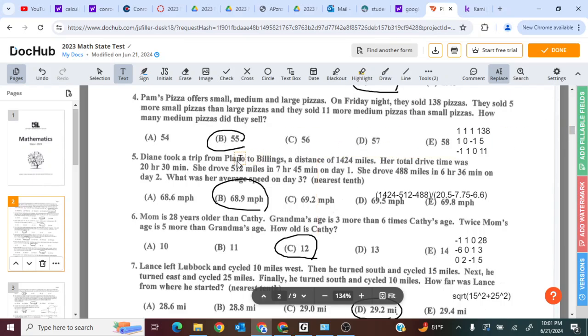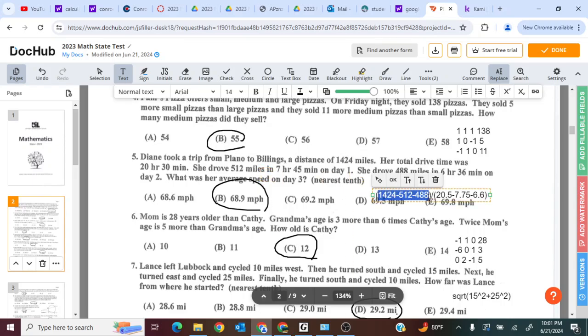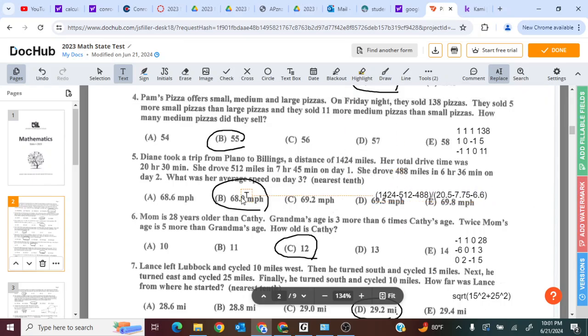5. Diane took a trip flying over to Billings, distance of that long. Total drive time was this. She drove that much in that time, and what was her average speed on day 3? Well, she drove the rest of the trip on day 3, I suppose, so its speed is simply distance over time. Subtract your distances to figure out how far she traveled, subtract your times to figure out how long it took to travel that. And you get 68.9.